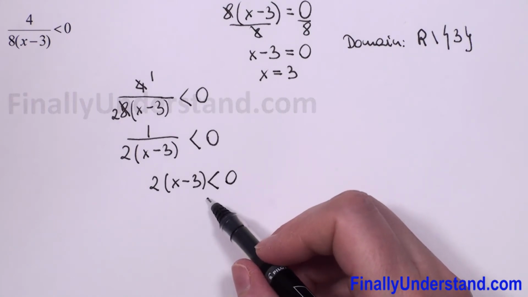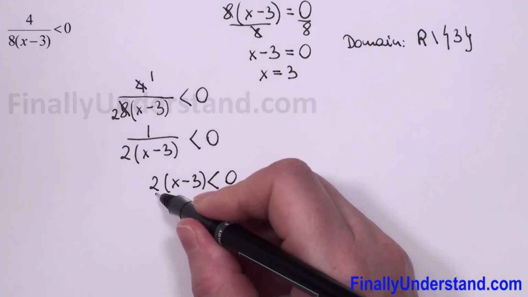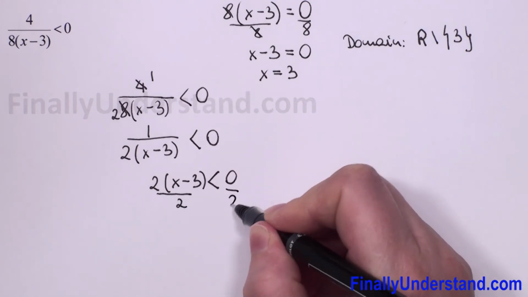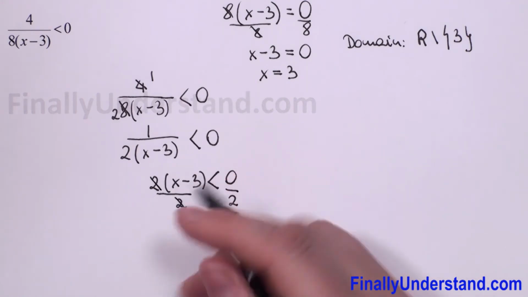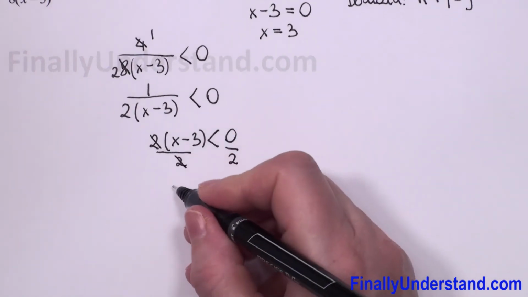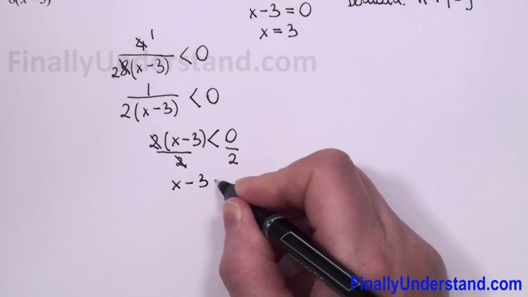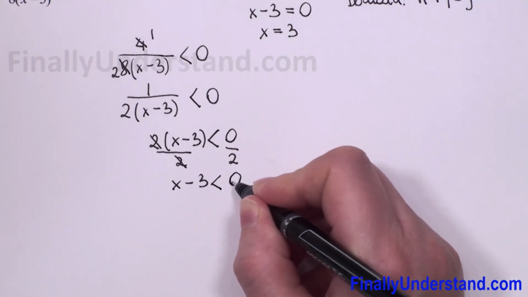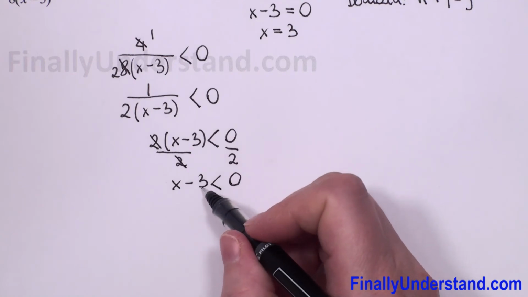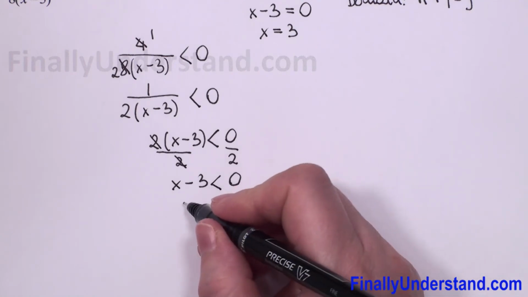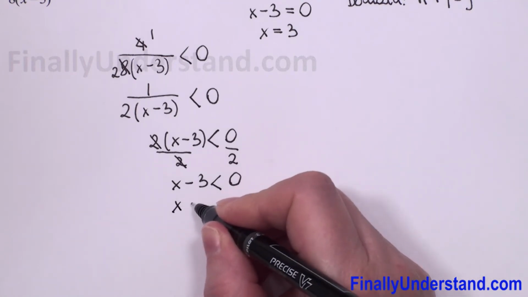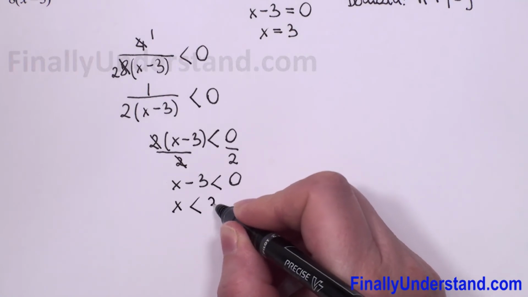So what can we do next? We can divide both sides by 2. 2 and 2 will cancel. And we have x minus 3 is less than 0. I will move negative 3 to the right side, so we have x is less than 3.